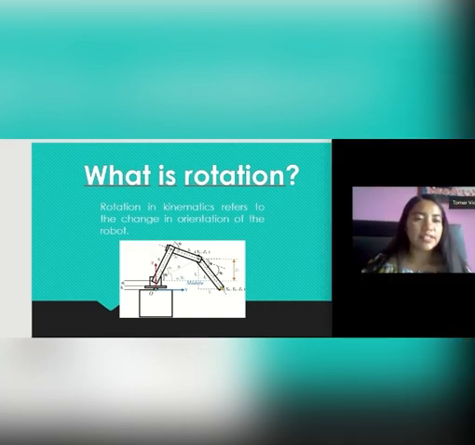Well, first, I explain the meaning of the rotation. Rotation in kinematics refers to the change in orientation of the robot. It's a very simple concept, but it is important because if you need to find a point or locate an angle, you must know how it is interpreted.